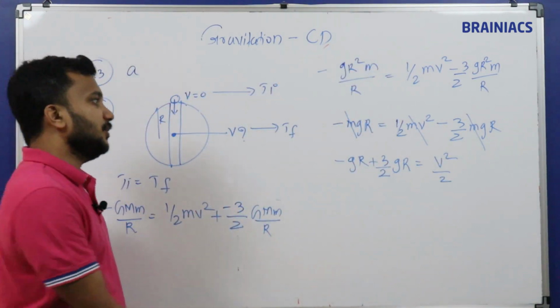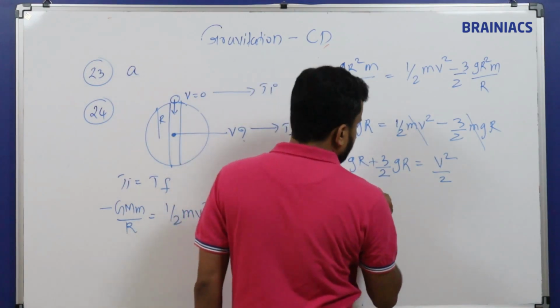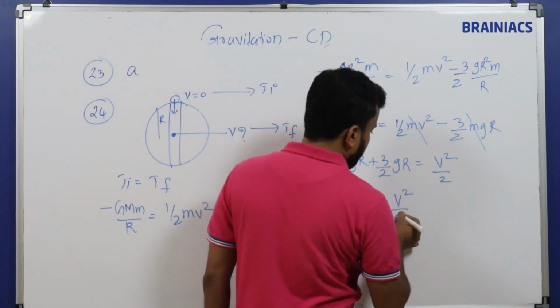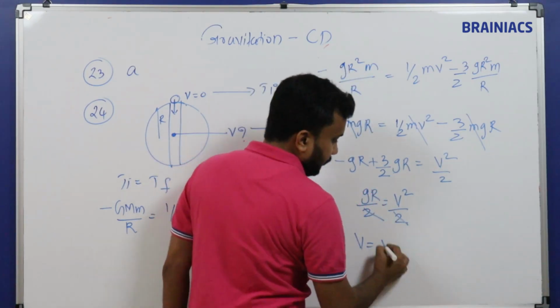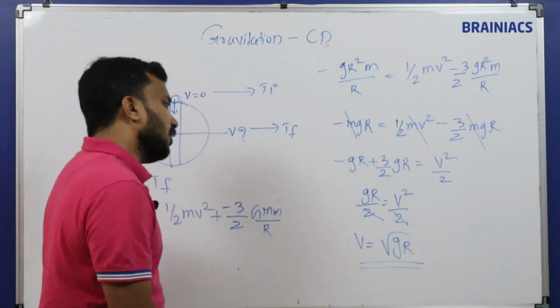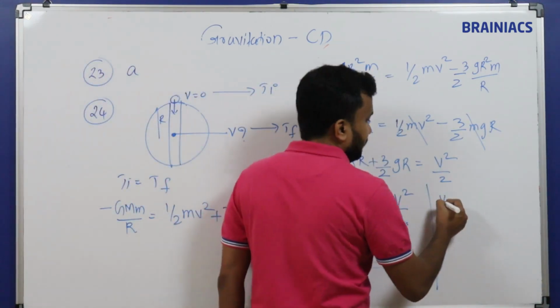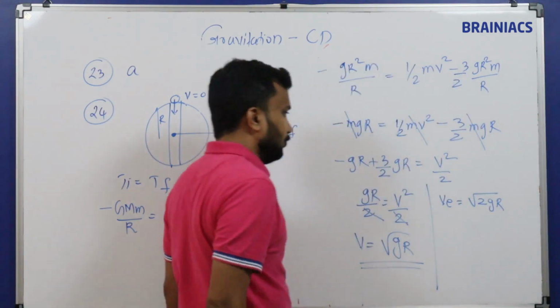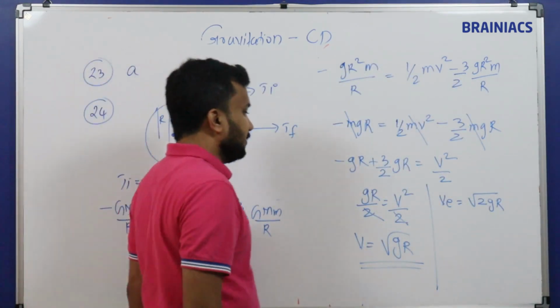So how much will you have? 3 by 2 means 1.5, minus 1, means gR divided by 2 is equal to v square by 2. 2 cancels, V is equal to root gR. V is equal to root gR. But what is the expression for our actual escape velocity? Escape velocity is root 2 gR. Okay, so escape velocity is root 2 gR.